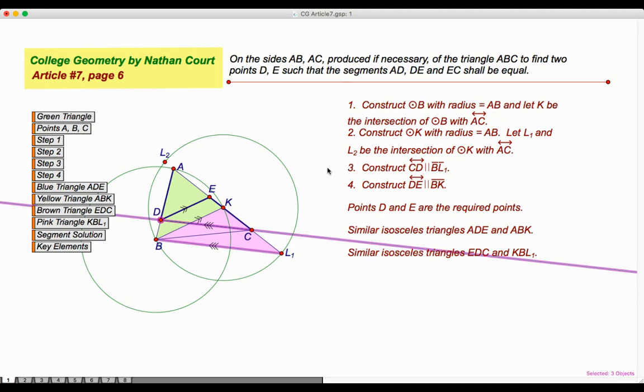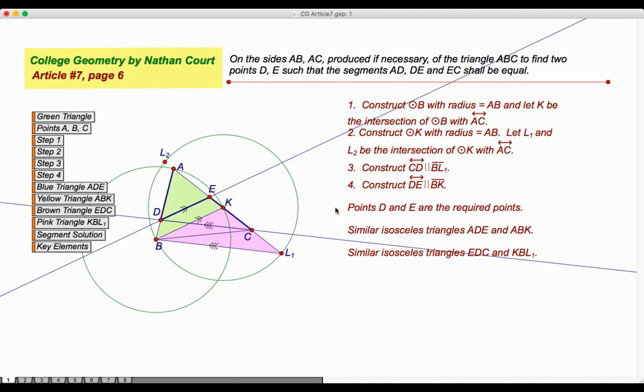Wait a minute. I am going to do backwards one more time and make use of BK. I want to construct DE parallel to BK. That's DE parallel to BK. By that construction, I was able to locate point D inside the triangle and point E inside the triangle. So those are the two required points.